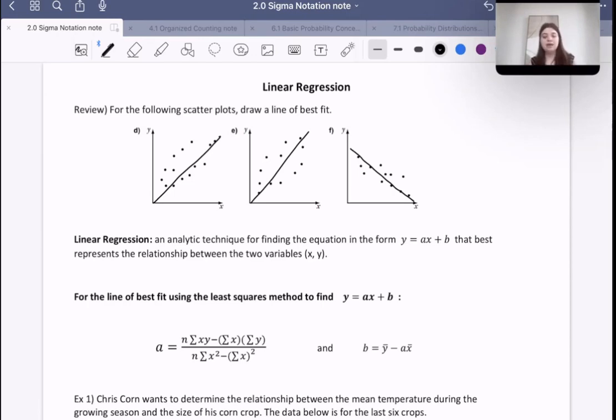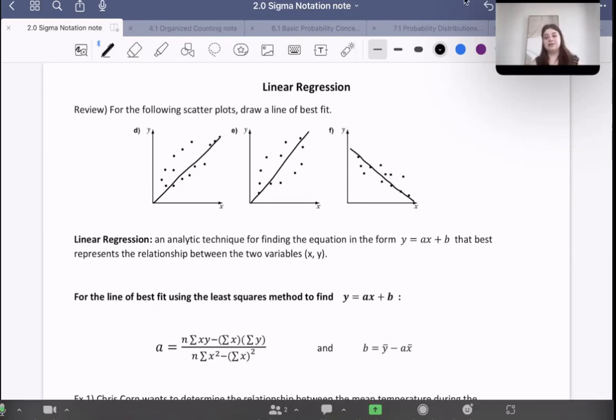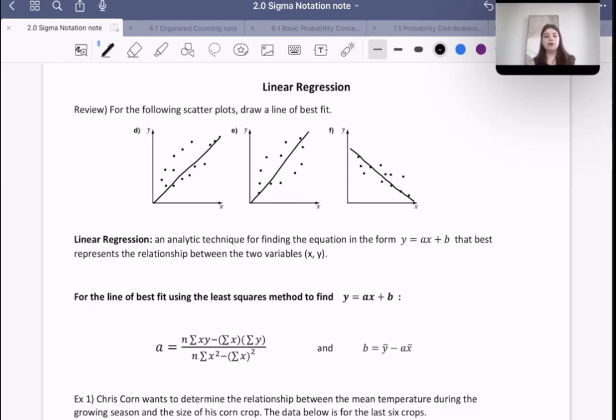So linear regression is actually an analytic technique for finding this equation, right? Because in these examples, I was kind of just guessing. I just drew a line of best fit that I felt was approximately good. However, we're going to learn how we can actually figure out algebraically what these lines are. So let's talk about doing that.